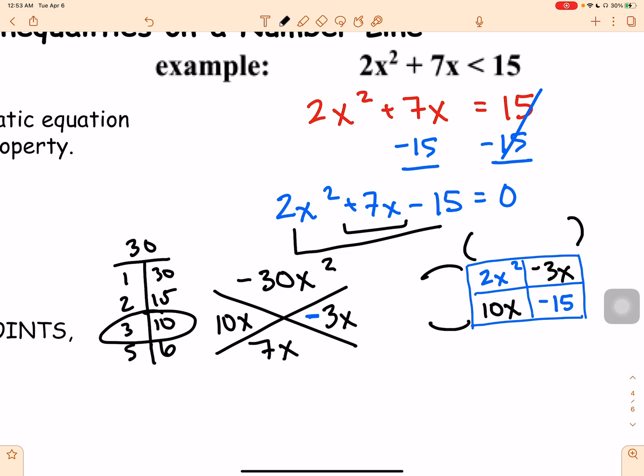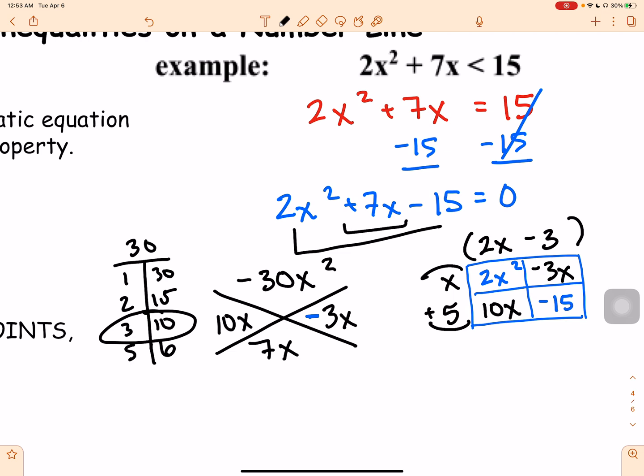Okay, hopefully you did it. So for 2x squared and 10x, the GCF is 2x. Between negative 3x and negative 15, the GCF should be negative 3. They both have a negative and they're both divisible by 3. So 2x times what equals 2x squared? I'd say 2x times x is 2x squared. 2x times 5 is 10x.